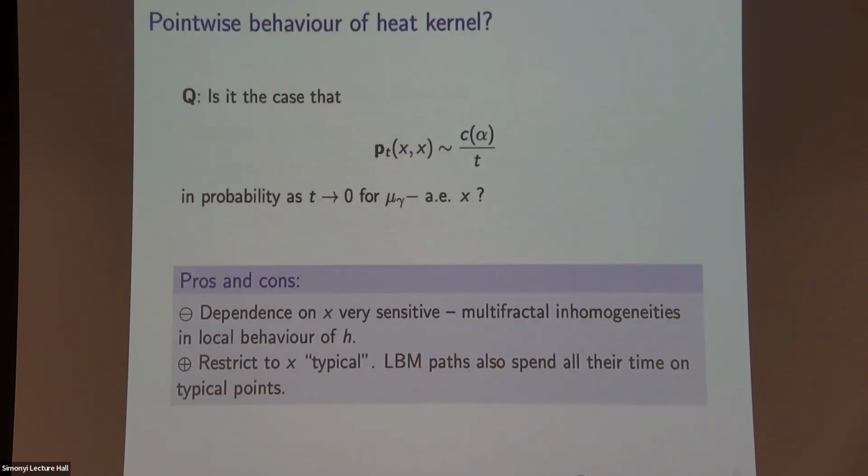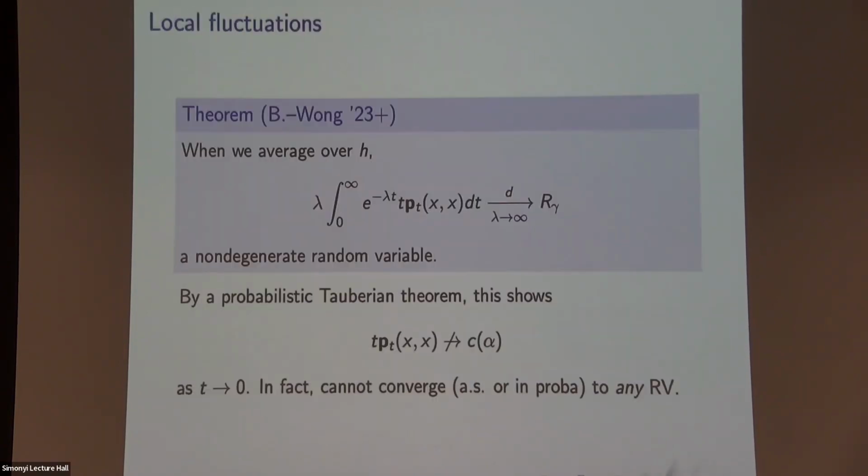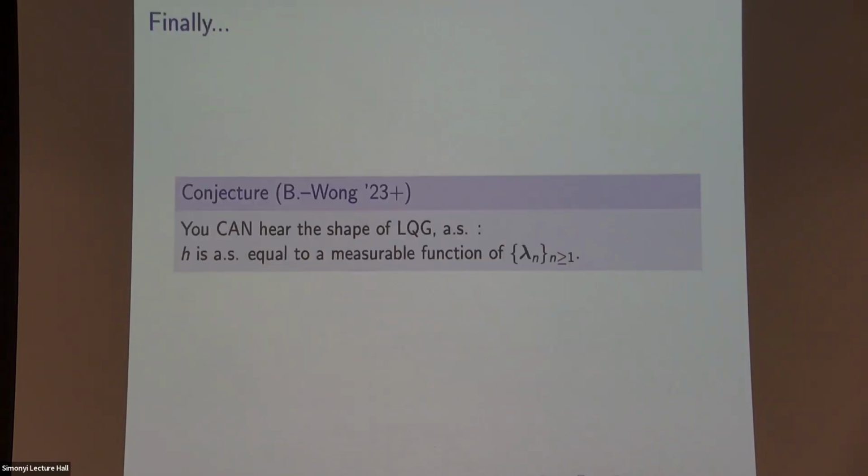Okay, so that's what we have in terms of results. I want to make one conjecture and then finish. It is the following: that you can hear the shape of Liouville quantum gravity almost surely. That is, if I give you the eigenvalues of Liouville Brownian motion, then you can measurably recover the Gaussian free field. Why do you believe that?